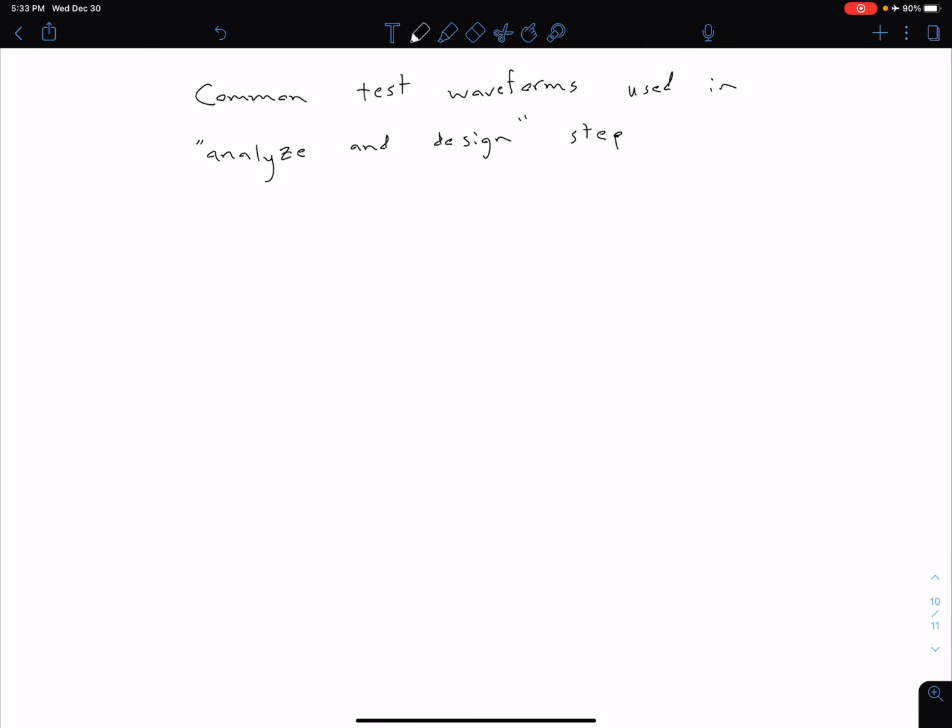In this last video of our introduction unit, what we're going to do is look at some common test waveforms that are used in that analyze and design step, which we discussed in the previous video in our overall design process. Again, this is just so that we're all on the same page in terms of knowing what these various signals look like.